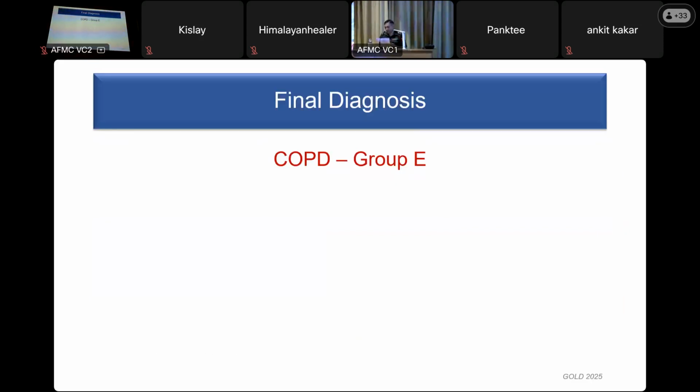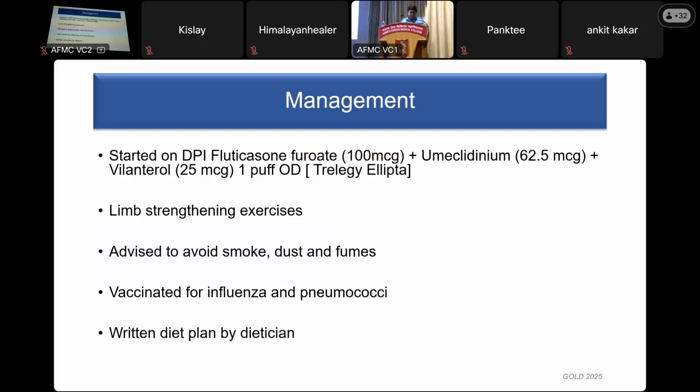So the patient's final diagnosis was COPD group E. He was started on DPI fluticasone furoate, umeclidinium, and vilanterol, 1 puff OD. He was also advised to continue limb strengthening exercises and to avoid smoke, dust, and fumes. He was vaccinated against influenza and pneumococci and had a written diet plan by a dietitian.